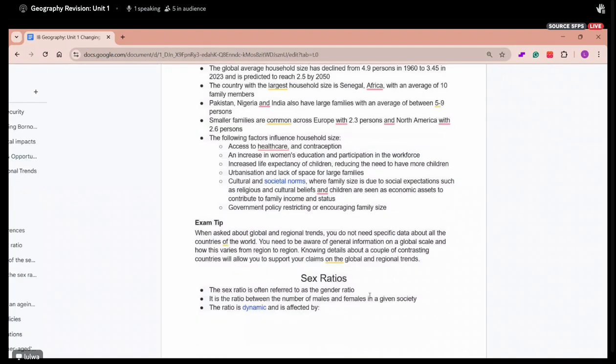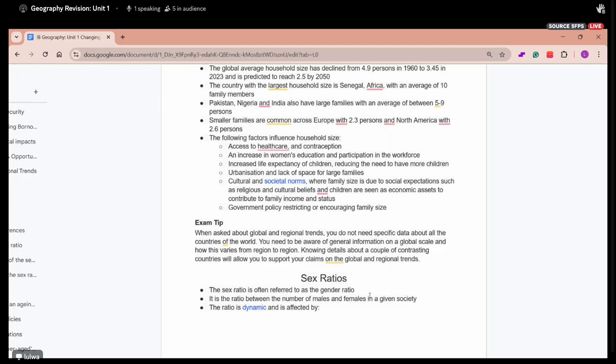So when you're asked about global and regional trends, you do not need to specify data about all the countries of the world, but you do need to be able to mention general information on a global scale and how this varies from region to region. Knowing details about a couple of them will allow you to support your claims. So if you know some examples, that could really help. For example, some of the ones I just mentioned.